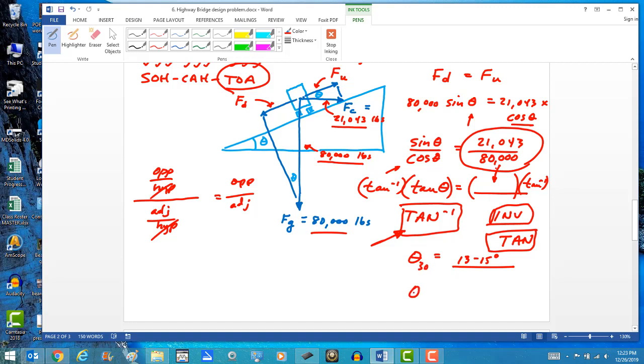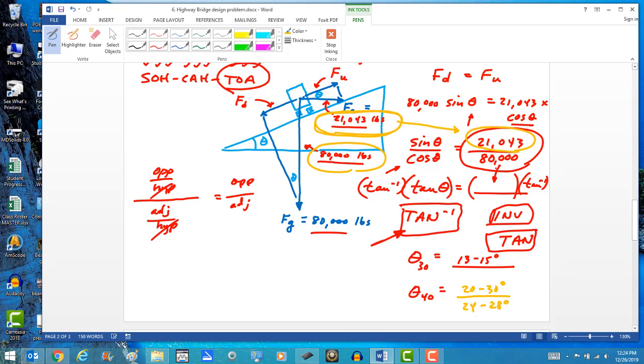For theta at 40 miles an hour, you would do the same thing, except you would plug in a different value right here for the centrifugal force at 40 miles an hour that you calculated above. You would still use 80,000 pounds, so you would have a different number in the numerator. That's the only difference with the 40 mile an hour example. You would end up with a steeper angle, which you would expect. You'll get an angle between 20 and 30 degrees now. In fact, I'll give you an even tighter range: between 24 and 28 degrees for that angle.